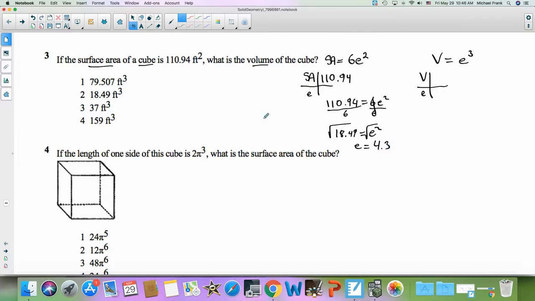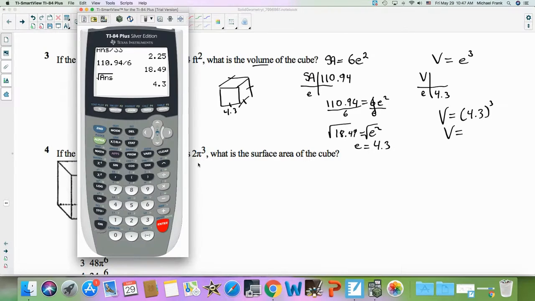Okay, well, the edge of my cube, right? We can imagine we have a cube here, right? And now we know that one of our edges is 4.3. Well, because it's a cube, all of the dimensions are exactly the same. So I'm going to put it over here, 4.3, and then just substitute that into my very simple volume formula, and I'm going to get my final answer here.